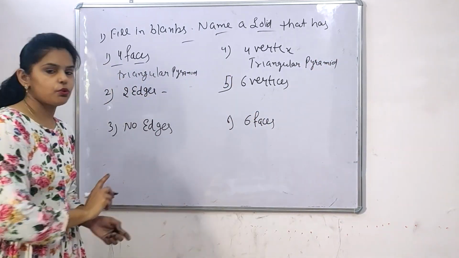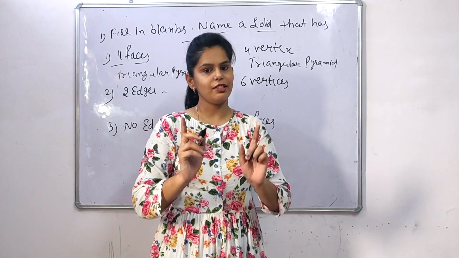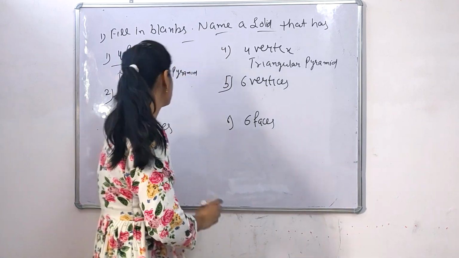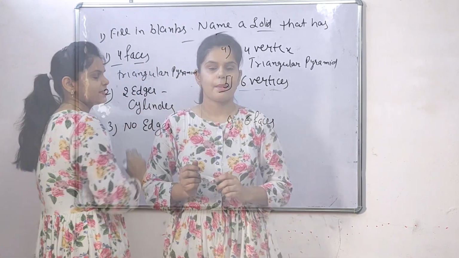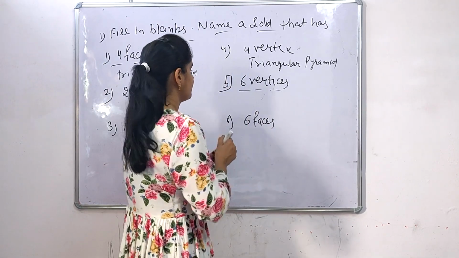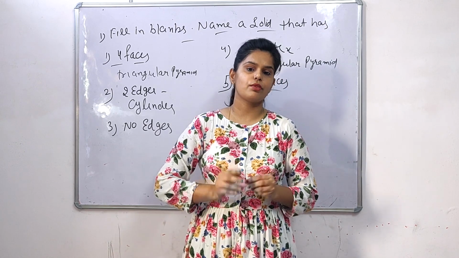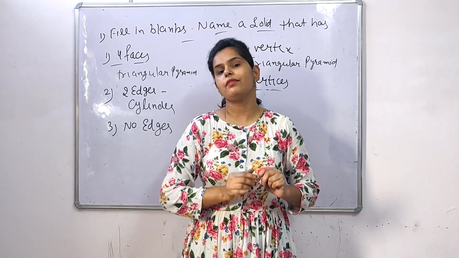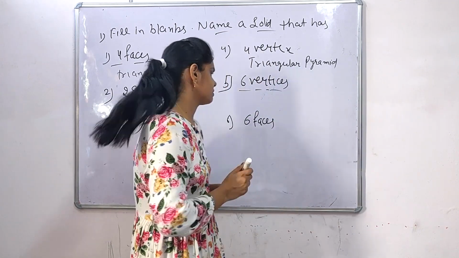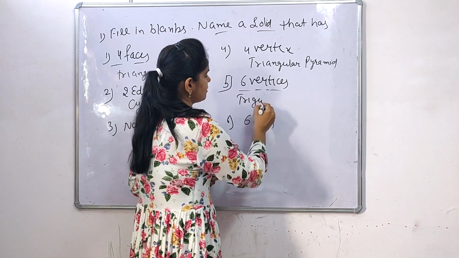Next is 2 edges. So in which shape were there 2 edges? In the cylinder we discussed. So the answer of this question is cylinder. Yes, next is 6 vertices. So remember in which shape we discussed 6 vertices, that is the triangular prism. So how many vertices were there? 6. So the answer of this question is triangular prism.